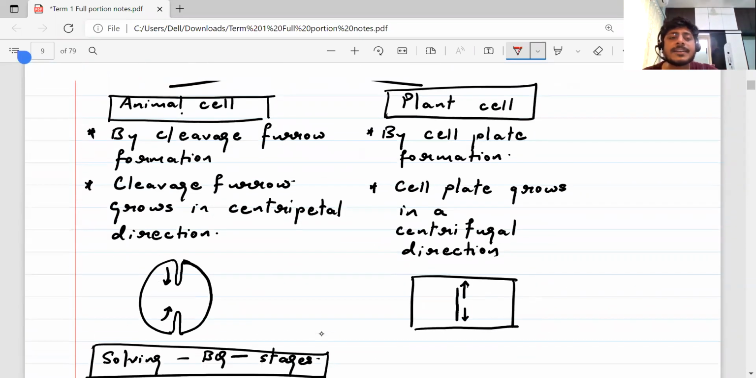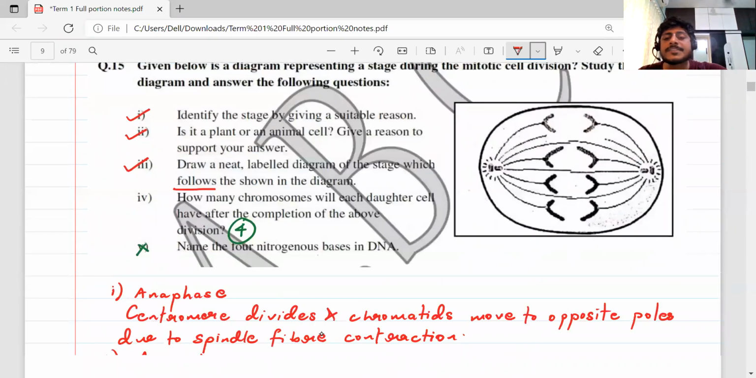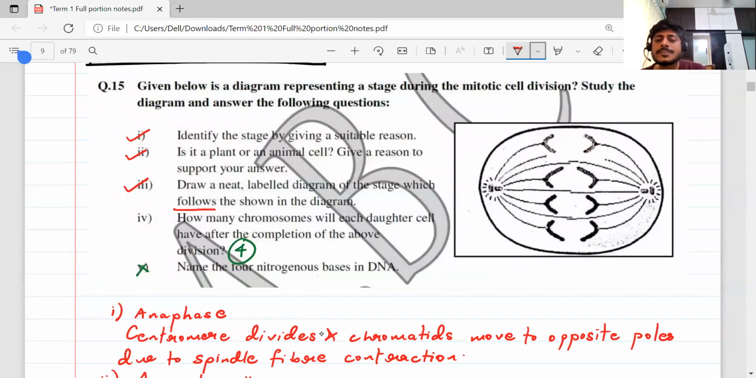In animal cells, cytokinesis occurs by cleavage furrow formation. In plant cells, it occurs by cell plate formation. In animal cells it is in the centripetal direction. In plant cells it is in the centrifugal direction. Then we saw this as a board question. If you see this board question, you will see anaphase.